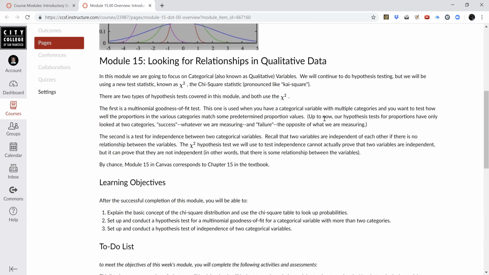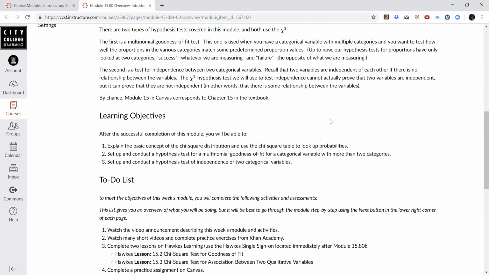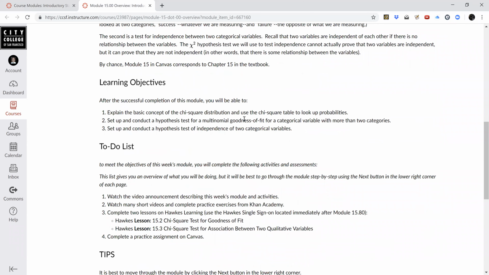On the other hand, if knowing the category of one categorical variable tells us absolutely nothing about the category that another variable falls into for that same element, then we say that those two variables are independent. So we're going to do a hypothesis test that helps us see whether there is a relationship between these two variables, and we call that the test of independence. So we're going to learn about chi-squared. We're going to learn about how to do those two hypothesis tests.